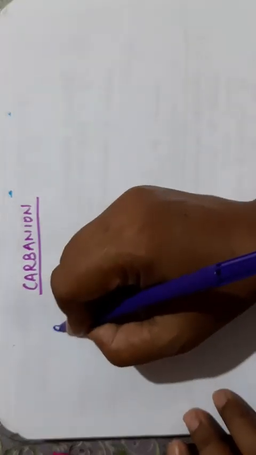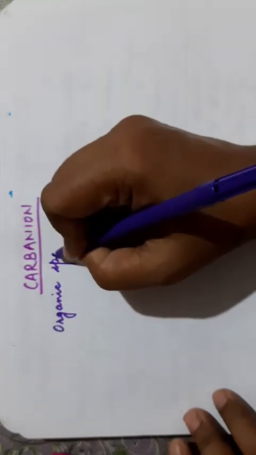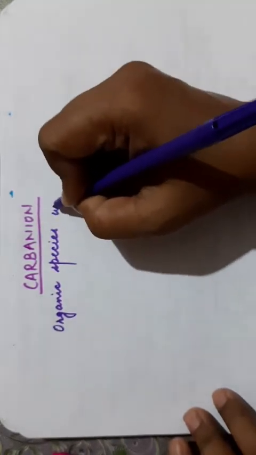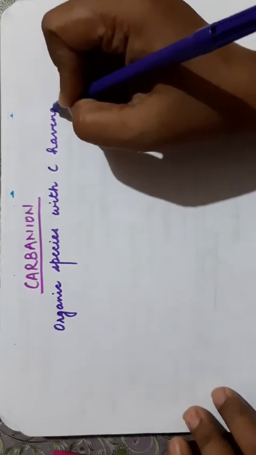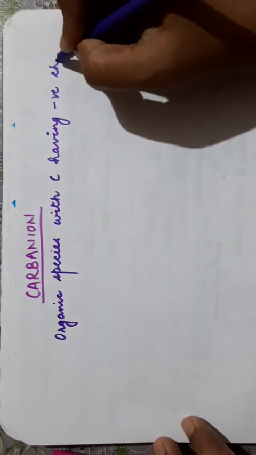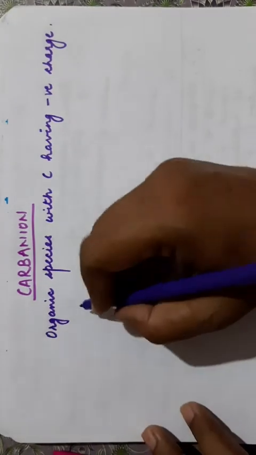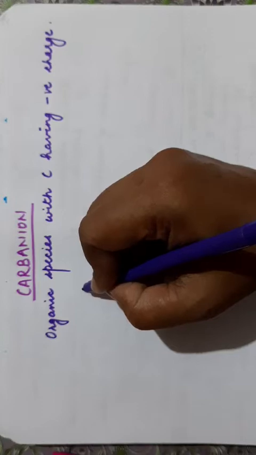A carbanion is any organic species with carbon having a negative charge. So any organic species or any organic ion which has carbon with a negative charge is known as a carbanion. Now how is it formed? It is formed when carbon is bonded to a heteroatom.